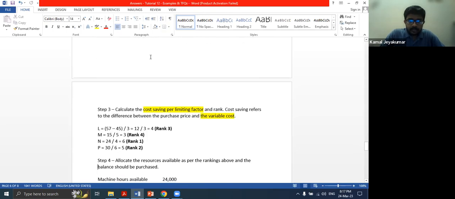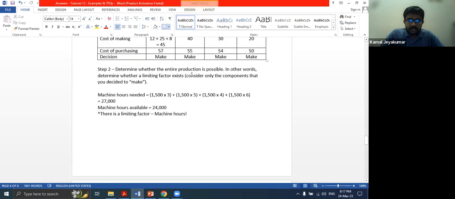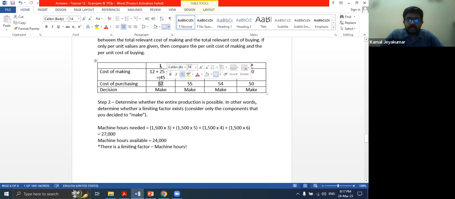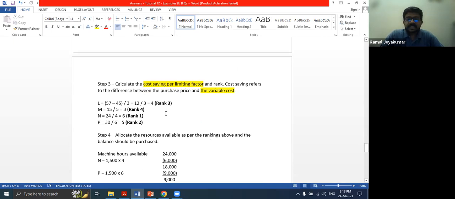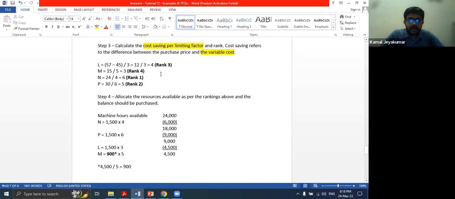Cost saving per unit. Or here they have directly calculated for the limiting factor. So cost saving per unit you can easily calculate by deducting the cost of making from the cost of purchasing, and then for each unit, it's the same steps as before. You need to divide it by the number of hours, and you have to rank them based on savings per limiting factor, right? So that's what they have done here. They have ranked the products based on savings per limiting factor. So then it's the normal step that we followed in the previous question.